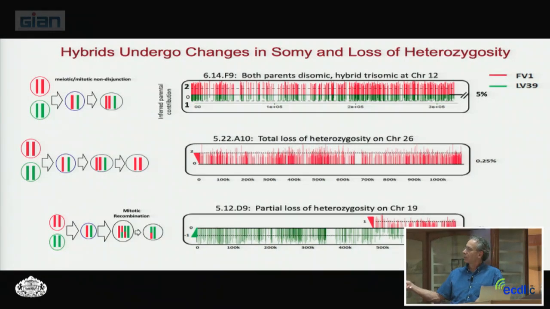Sometimes a partial loss in heterozygosity, probably due to a mitotic recombination event. We don't know why these unexpected patterns of inheritance occur, but again, these parasites just tolerate these kinds of aberrant somy inheritance patterns and aneuploid conditions.